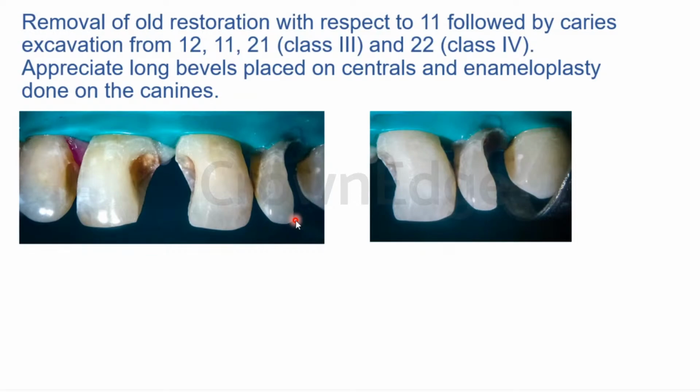So let's go on to the next step, which is acid etching. One thing I want to ask you guys: what is the difference between total etch and selective etch? Please drop that in the comment box until we complete this slide. Let me know what is the difference between total etch and selective etch. Okay. Next, so we are going to etch.